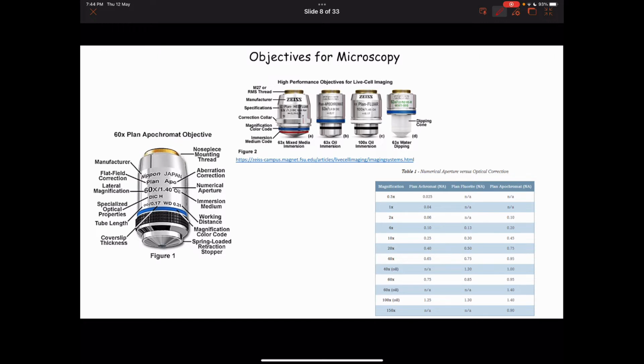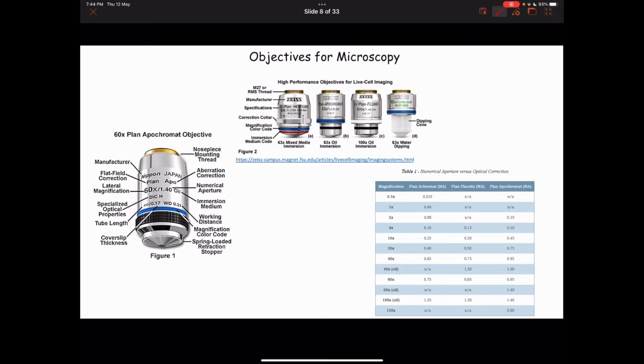Okay, so now in order to examine a biological specimen, or any specimen that you want to at very high magnification using the microscope, there are a number of factors that you actually have to consider before you do that. The first and foremost factor is basically the resolution, which is controlled by the numerical aperture.